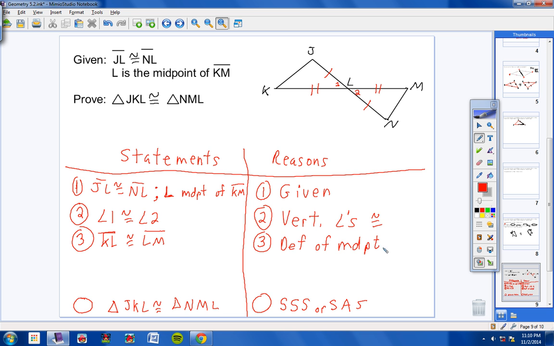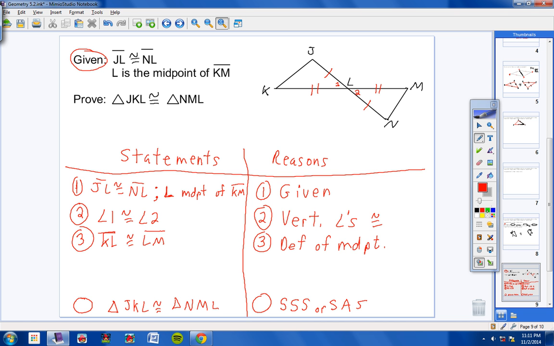Definition of midpoint. Because, guys, remember, over here on your reasons, you have to use stuff like theorems or corollaries or postulates or definitions. Well, we learned that the definition of a midpoint is a point that divides a segment in two equal parts. So if L is the midpoint, which we know it is because it was given to us, then we know for sure that KL is congruent to LM by the definition of midpoint.